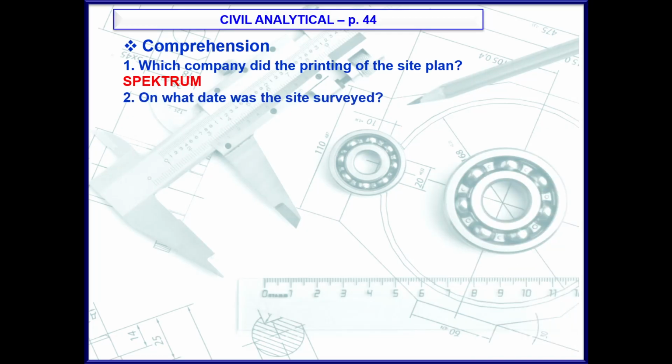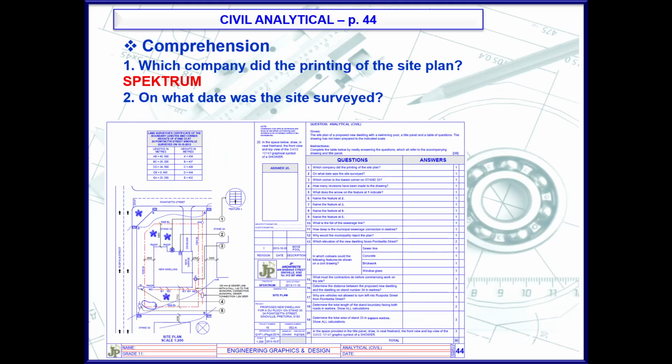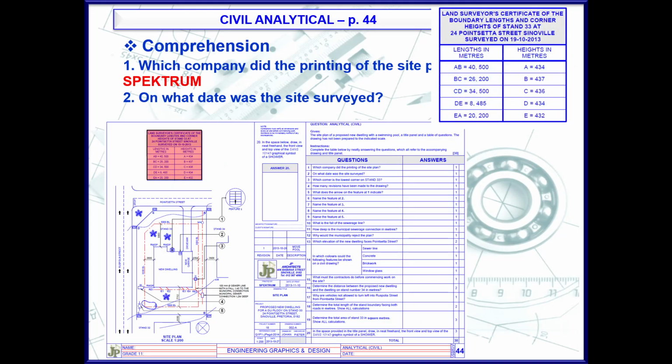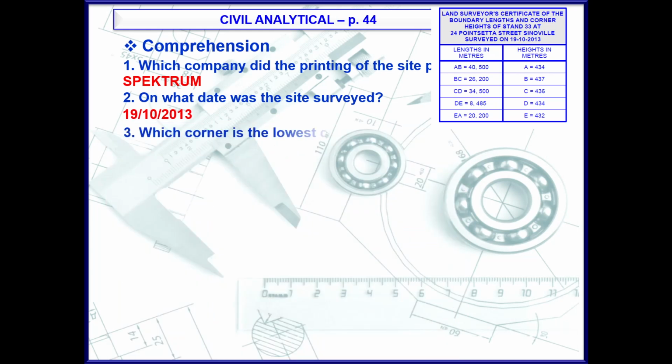Question 2, on what date was the site surveyed? Here we can look at the survey certificate and we can see it was surveyed on 19-10-2013. So the answer to question 2 is 19-10-2013. Question 3, which corner is the lowest corner on stand 33? Here we also can look at our land survey certificate and we can see that the lowest corner will be corner E, and that will be 432 meters. So the lowest corner is E, 432 meters.